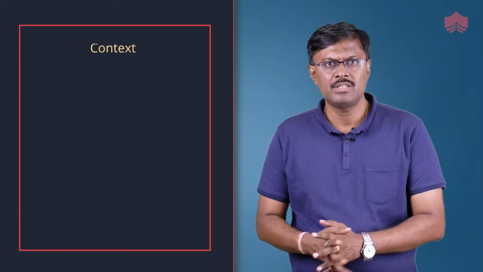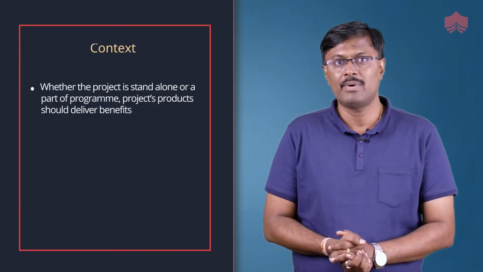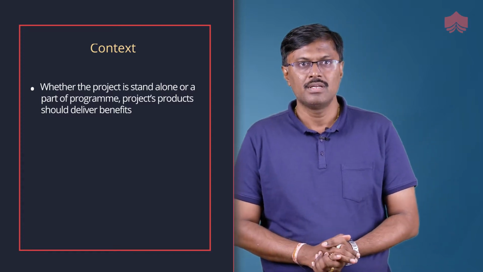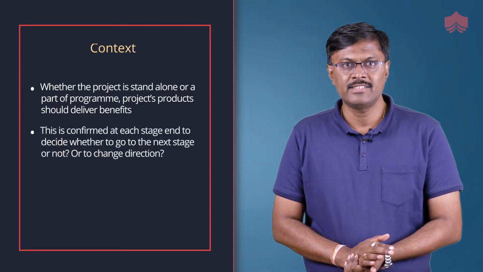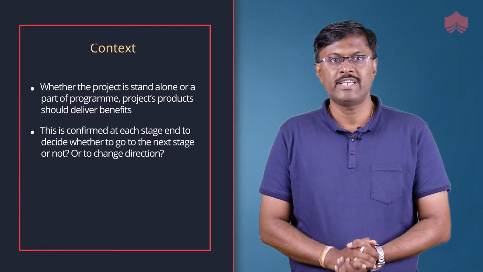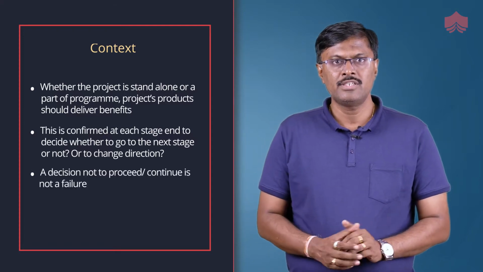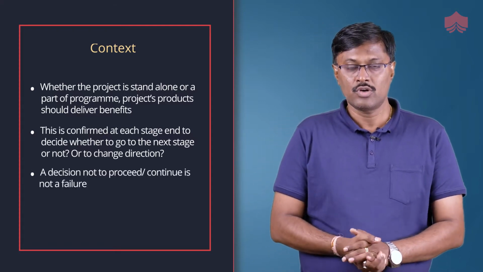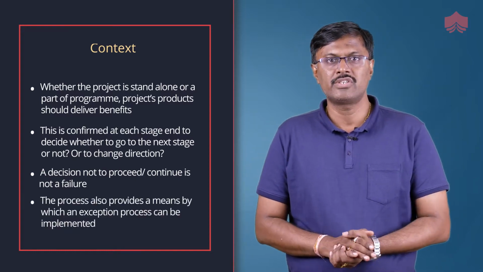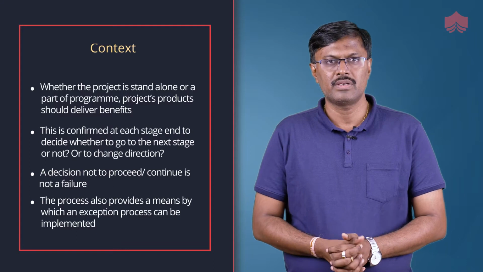In managing a stage boundary process, the context should be whether the project is standalone or part of a program, whether project products are delivered, and whether it should deliver benefits. This is confirmed at each stage end to decide whether to go to the next stage or not, or to change the direction. A decision not to continue is not a failure. The process also provides a means by which an exception process can be implemented.